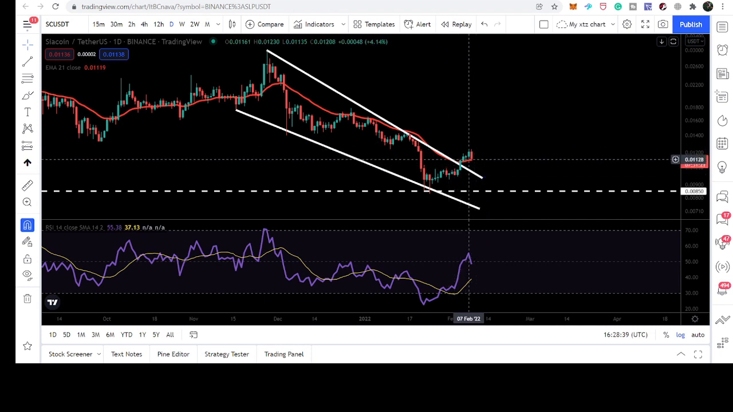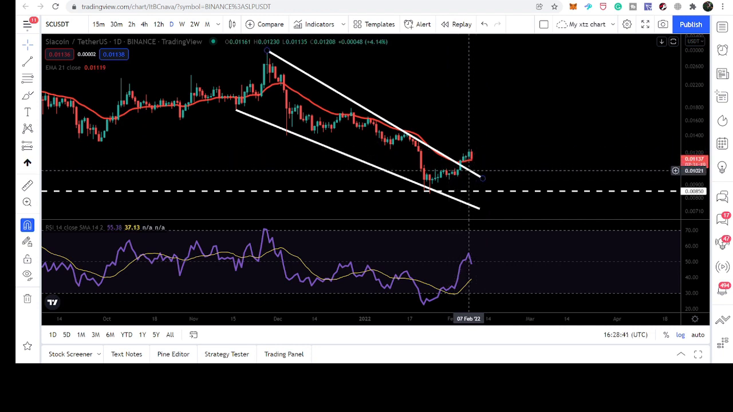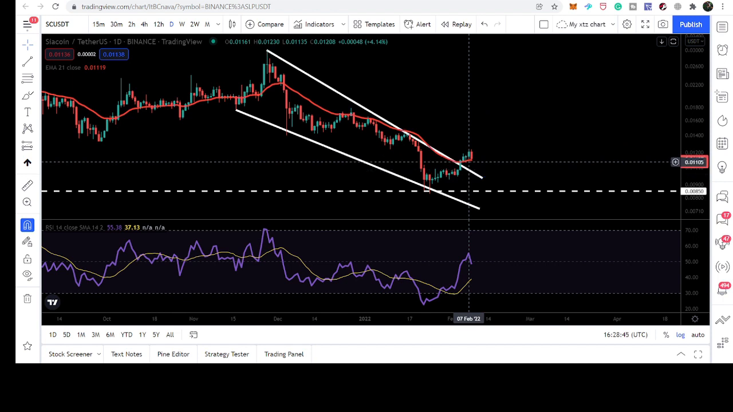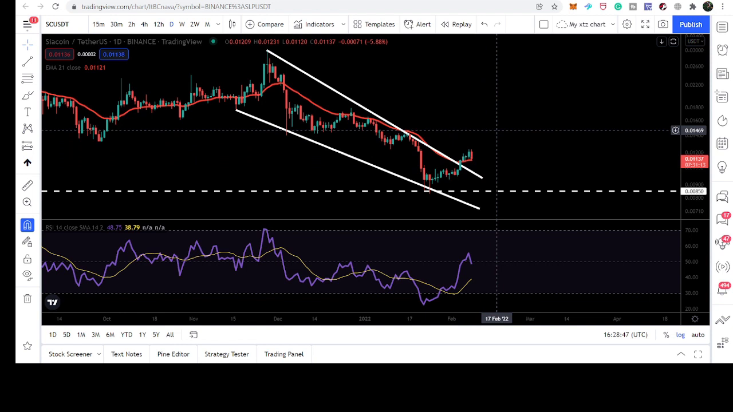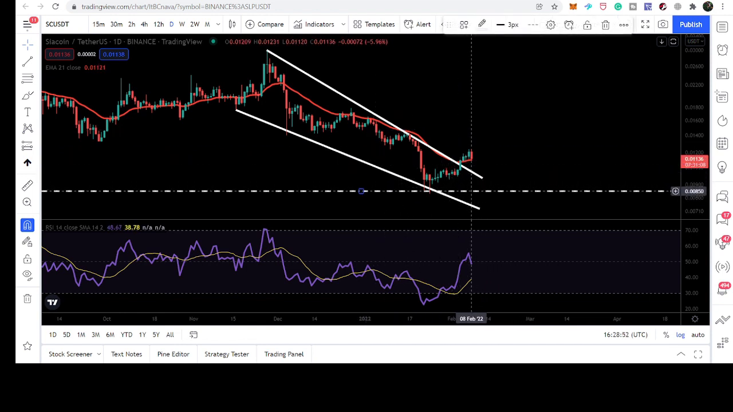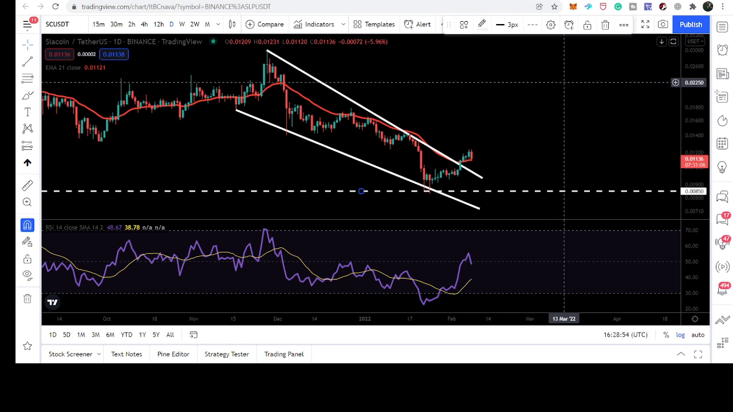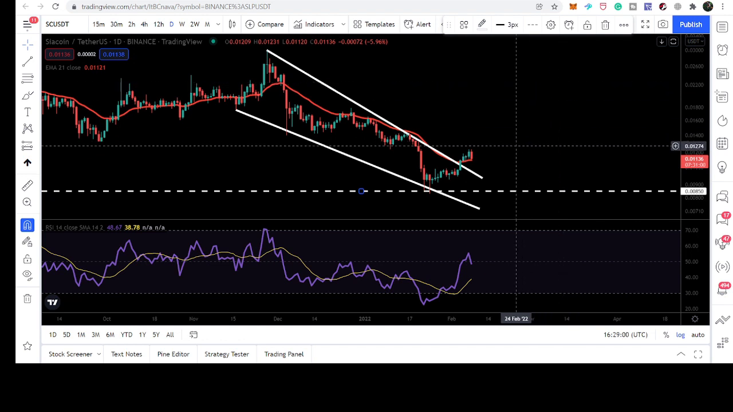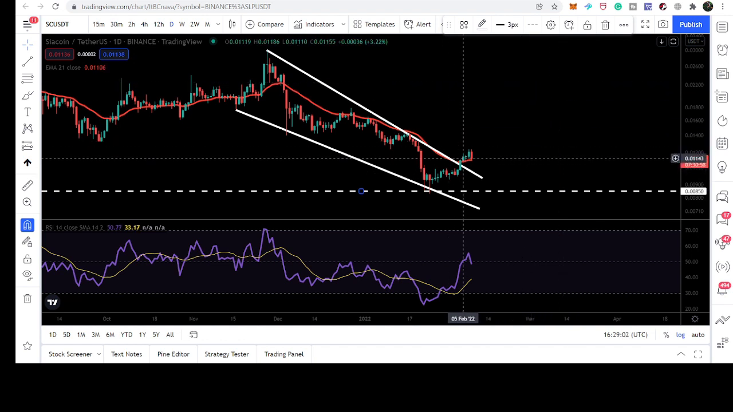Now, if the price line breaks it down, then it can retest the previous resistance of this falling wedge as a support. Otherwise, we can expect a reversal move from here. And a very strong key support is still there, that is at $0.0085.